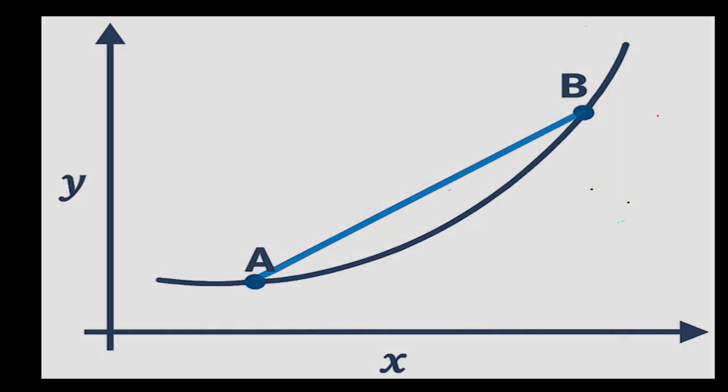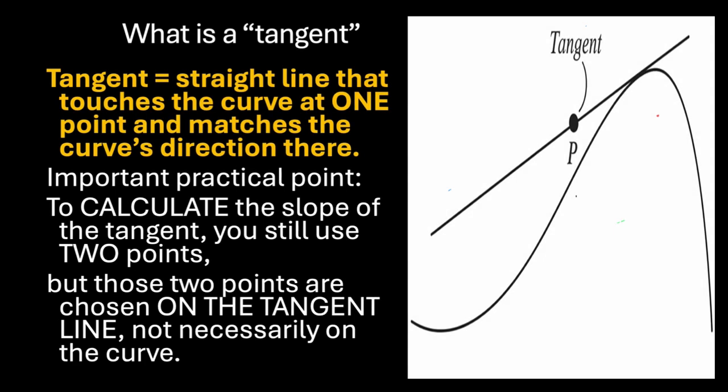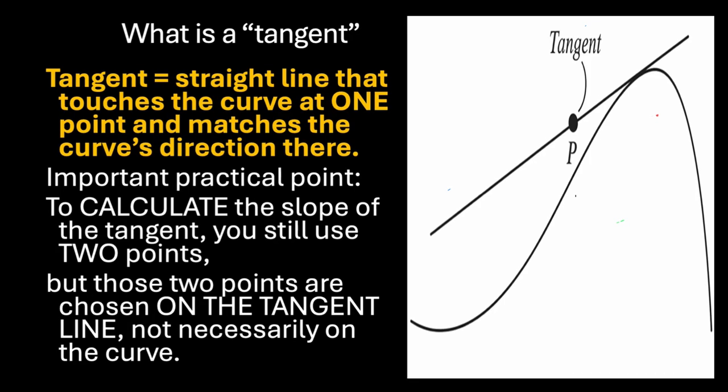Now we discussed chord. What is tangent now? Tangent is a straight line that touches the curve at one point and matches the curve's direction there. To calculate the slope of the tangent, you still use 2 points, but those 2 points are chosen on the tangent line, not necessarily on the curve.